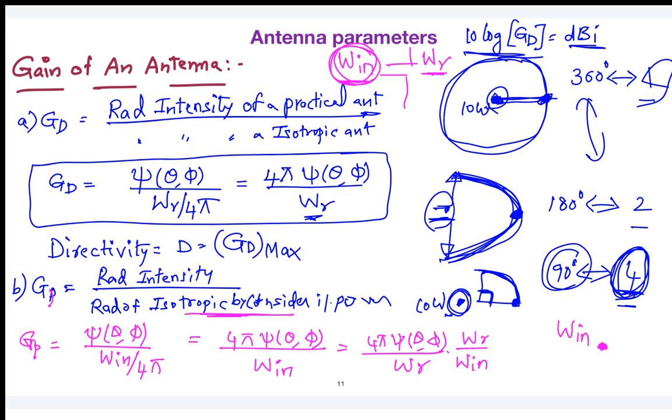The first factor is said to be your directive gain and the second is said to be your efficiency. So the power gain is defined as the directive gain multiplied by the efficiency. We have seen in the radiation resistance how to define the efficiency, right? There is only one slight difference between directive gain and power gain. Directive gain is defined by considering the radiated power, whereas the power gain is defined with respect to the input power. So when you take it with respect to unit input power, the efficiency comes into the picture. So the power gain is basically the directive gain into efficiency.